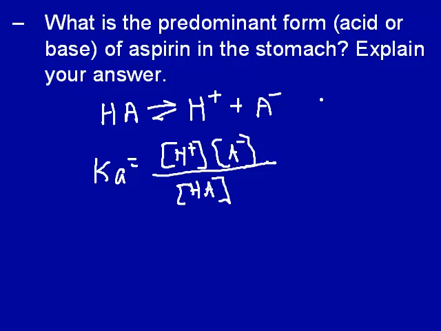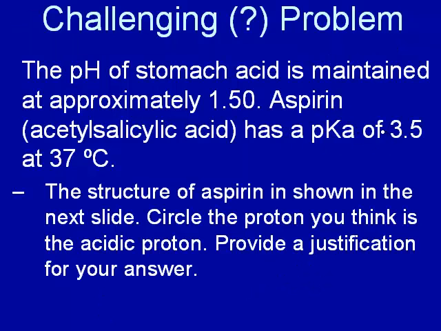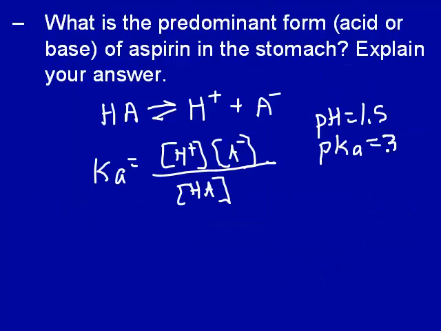Now, in the stomach, we said that the pH in the stomach is 1.5, and the pKa of acetylsalicylic acid is, what do we say there? I have to go back up here. I forgot what the answer is, or the question, let's see, 3.5. Okay, 3.5. All right, so what does that mean? This means the hydrogen ion concentration is 10 to the minus 1.5, and the Ka is 10 to the minus 3.5. Well, this is interesting.